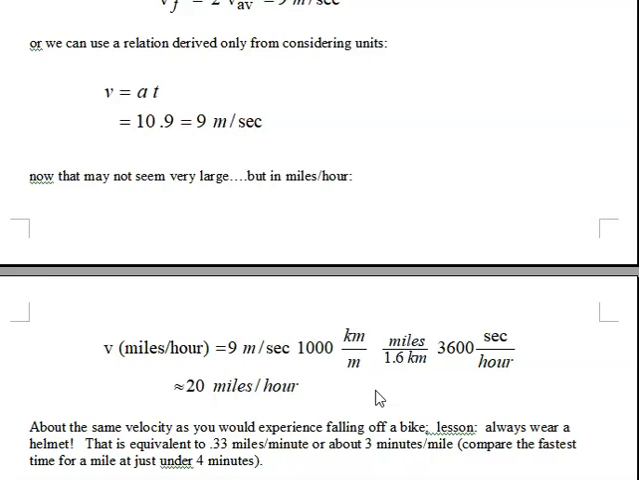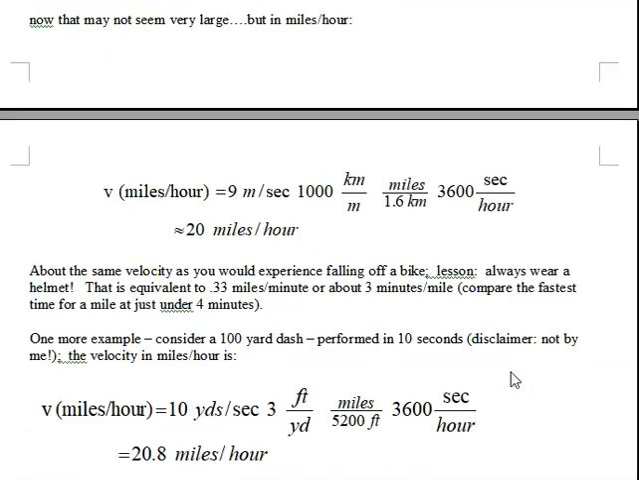So if you fall off, God forbid, a bicycle, it's about the same as hitting the ground jumping off a one-story building. So the lesson: always wear a helmet. This is equivalent to about 0.33 miles per minute, or about 3 minutes per mile, which is well under the fastest rate that a human can run, which is about a mile in 4 minutes.